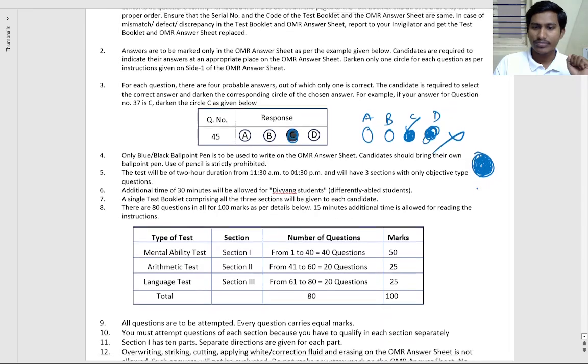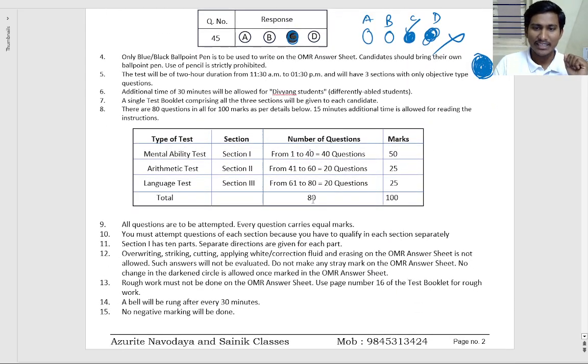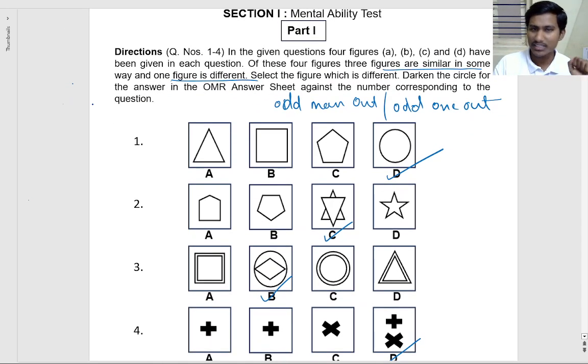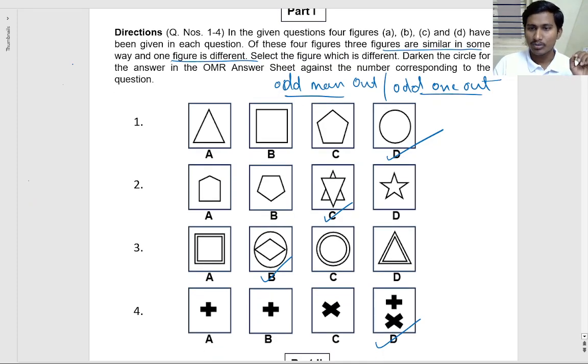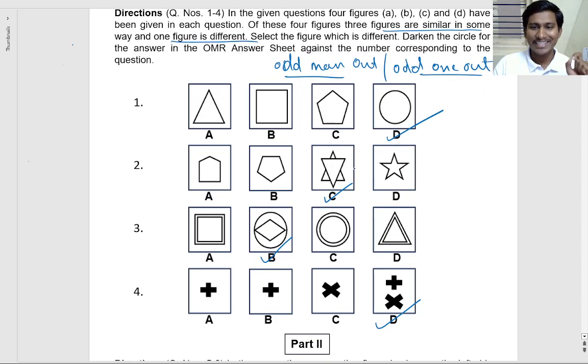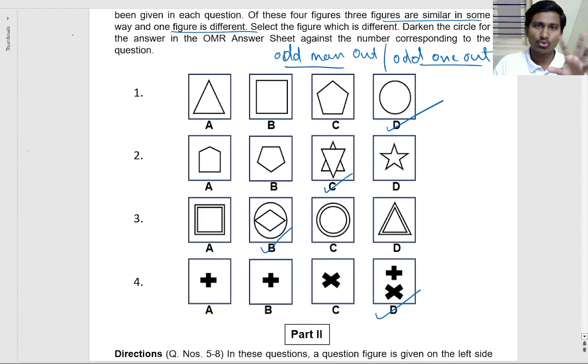Let's go to the first section, the mental ability section. I have already marked the answers because these are easy. You already know mental ability will be easy. The first part will always be odd one out. The first answer is option D, the circle, because it has a curved part while all the others have sides. The second answer is C, because A, B, C are polygons and in D two figures are intersecting, so that is not a polygon.